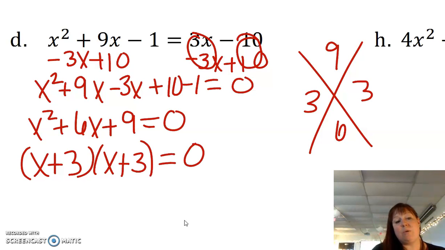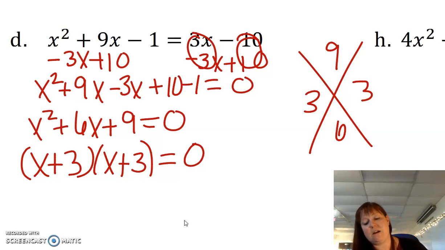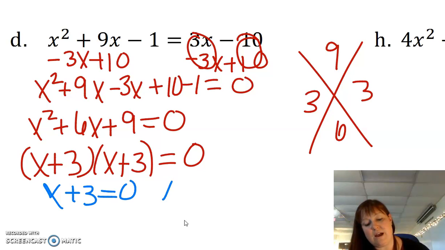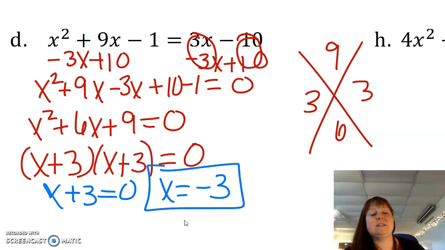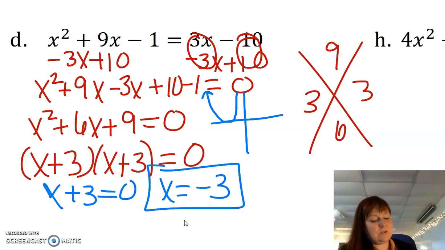Okay, so now remember, that means either this is equal to 0 or this is equal to 0. Well, guess what? They're both equal to 0 at the same place, right? x plus 3 equals 0, therefore x equals negative 3. So this one crosses the x-axis at negative 3, and that's the only place it crosses. That means this is one of those ones where the vertex sits right on the x-axis.